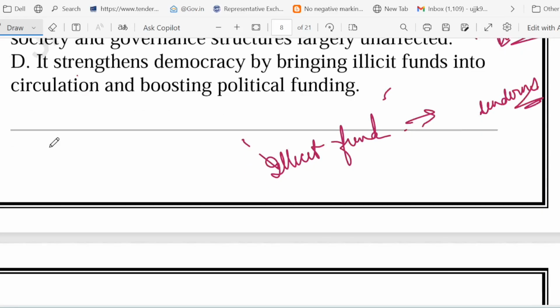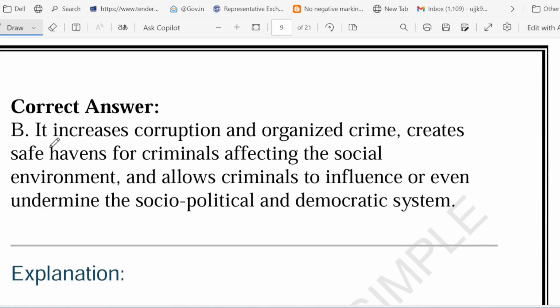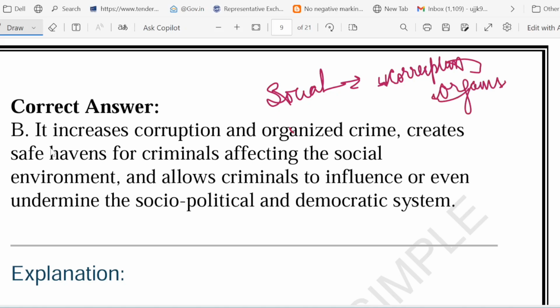So let's quickly summarize the key points. We talked about the social effect. It has both a social effect as well as a political effect. How is the social effect? Social effect is more corruption and more organized crime. First of all, corruption is a kind of social effect. Second example I can give you is organized crime. Organized crime also happens, and it is a safe haven for criminals.